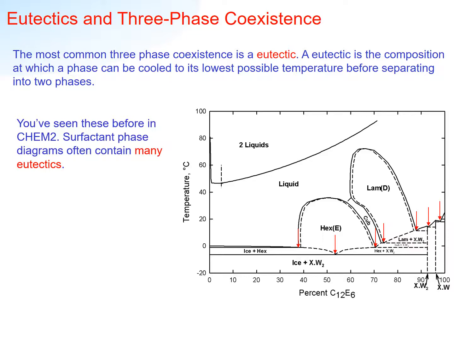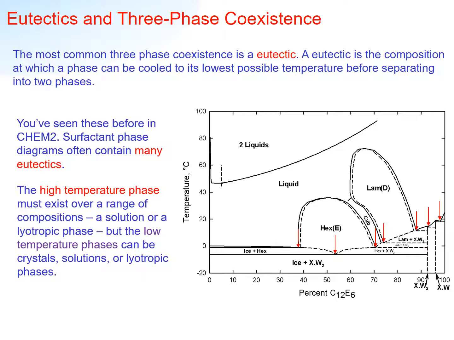Surfactant phase diagrams can be confusing because they often contain many eutectics. So I think I found them all in this phase diagram, shown by these 1, 2, 3, 4, 5, 6, 7 red arrows. The high temperature phase for a eutectic is always a phase that can exist over a range of compositions: a solution, a liquid mixture, or a lyotropic phase. The low temperature phases can be crystals or solutions or lyotropic phases. They're very rarely solutions, so we'll focus just on crystals and lyotropic phases.